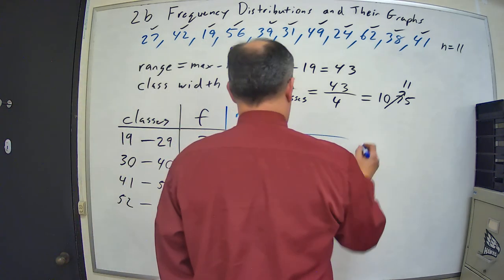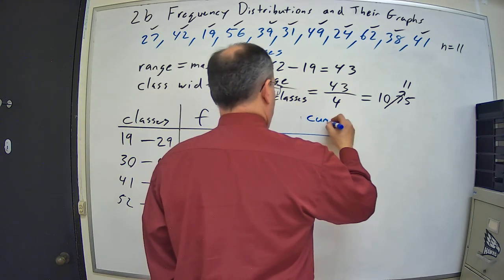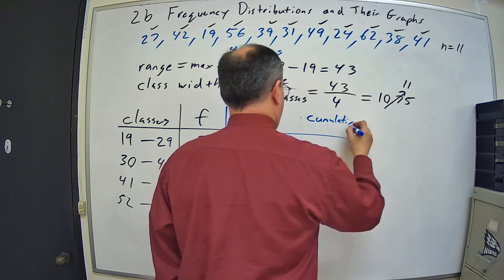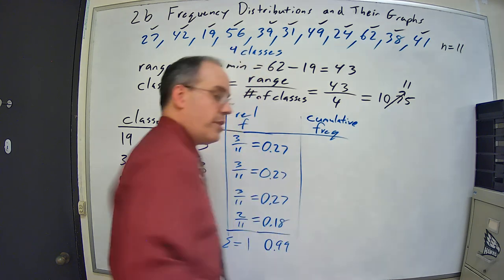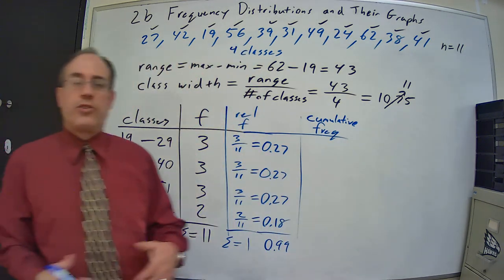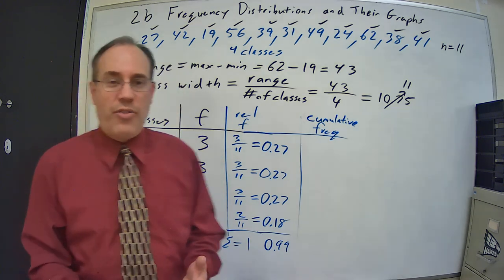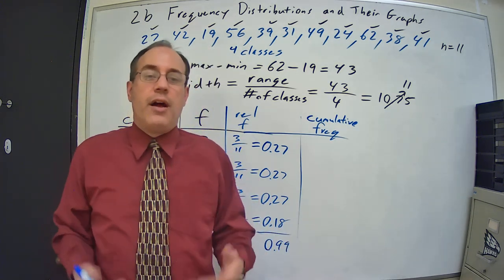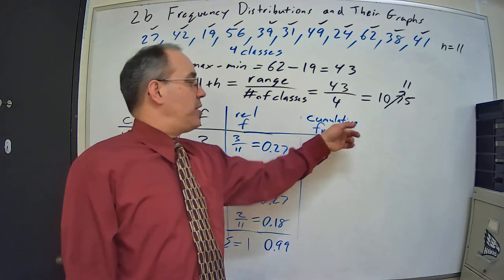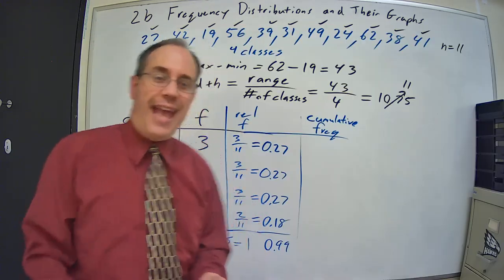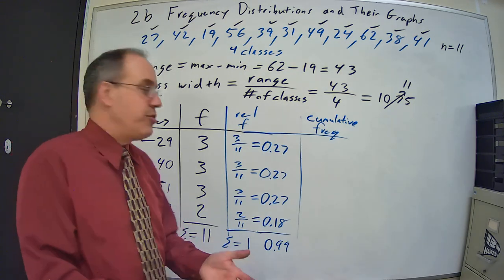Another thing that we do is we find cumulative frequencies. Cumulative, to accumulate. If I ask you what it means to accumulate wealth, you're like, well, that's to gain wealth, right? Accumulating is adding to. So cumulative frequency is basically adding up the frequencies. You're counting how many you have at a certain point, and you keep adding to it.